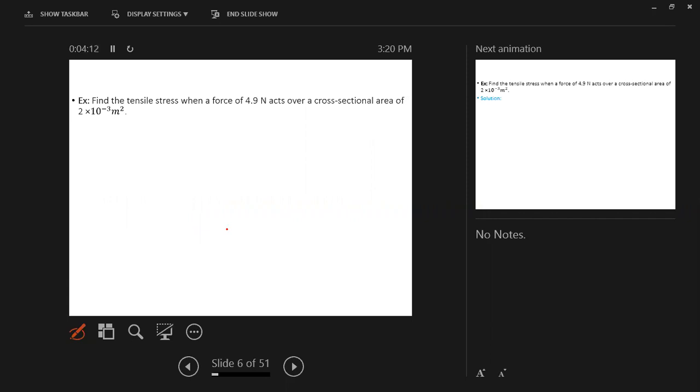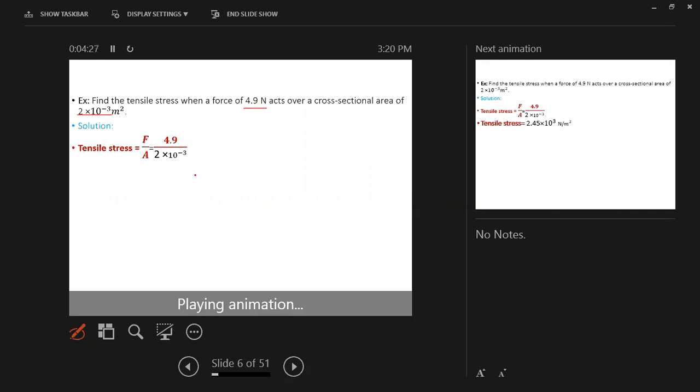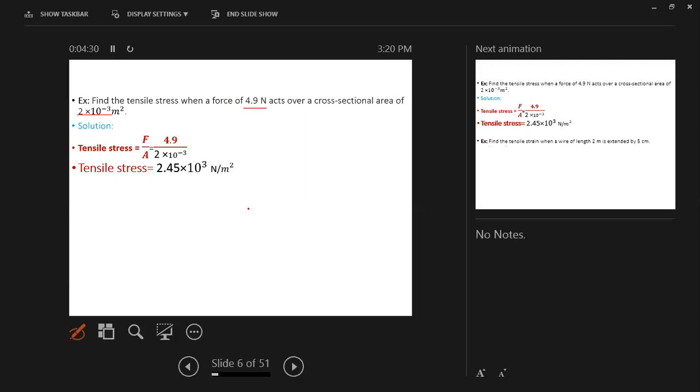All right. Next we have an example. Find the tensile stress when a force of 4.9 Newton acts over a cross-sectional area of 2 times 10 power negative 3. This question I ask you; the solution is here. Let me give you the solution. First of all, tensile stress is force over area. The force is 4.9 and the area is 2 times 10 power negative 3 meters squared. When we divide these two, we find the tensile stress as 2.45 times 10 power 3 Newton per meter square. This is the tensile stress.